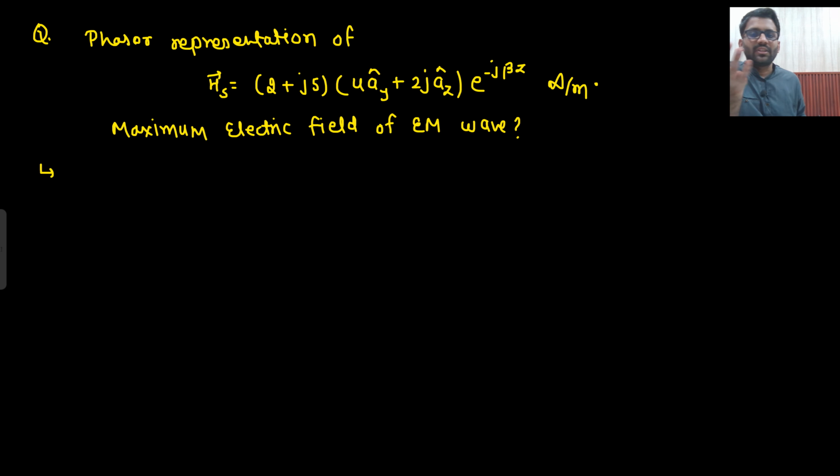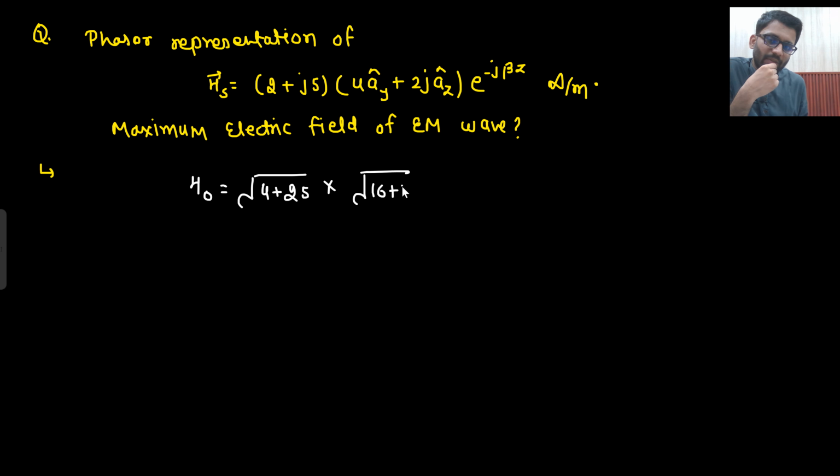Let's see this one. Phasor representation, you need to find the maximum electric field. These kinds of questions we have solved a lot of times, right? So what is the magnitude of the magnetic field? That is root of 4 plus 25. And from the other one you will get root of 16 plus 4. Did you understand this? From here you get root of 2 square plus 5 square, that would be 25 plus 4, 29, root 29. And from here 16 plus 4, that would be root 20.